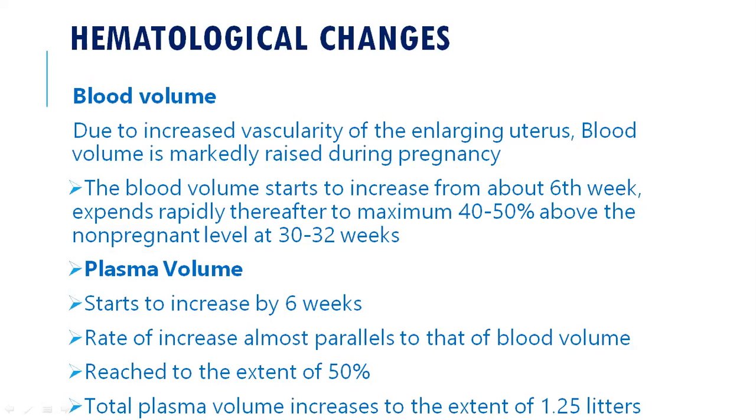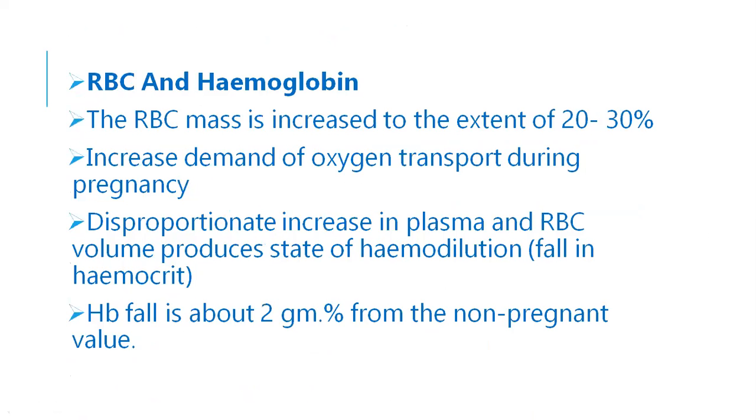Plasma volume. It starts to increase by 6 weeks, and the rate of increase almost parallels that of blood volume, reaching an extent of 50%. So total plasma volume increases by about 1.25 liters.